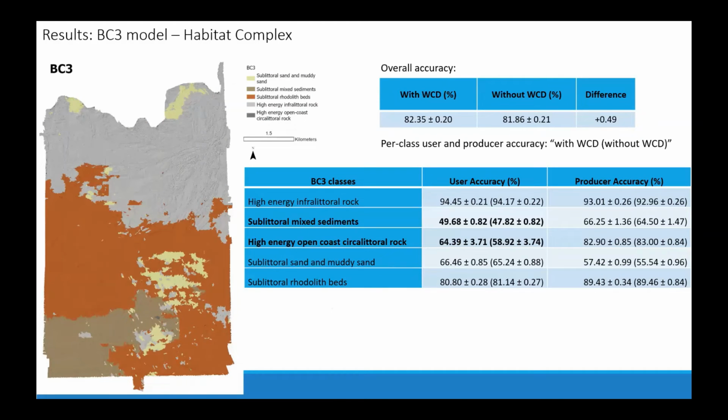So now we're into the habitat complex level, which is BC3. Here we start to see a little bit of change in the overall accuracy of the model when we include water column data versus when it's left out. There's a difference of 0.49% points. And that's mainly due to the differences in class accuracies of the high energy open coast littoral rock and sublittoral mixed sediments. If you recall the photos from the ground truthing survey, this can be due to multiple things. In the high energy open coast littoral rock class, there's quite a few sponges which may have been detected in the water column, that 1 meter water column layer above the sea floor.